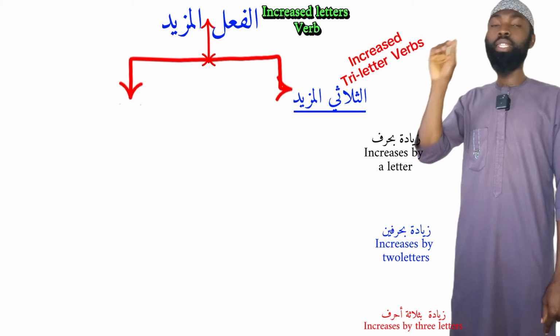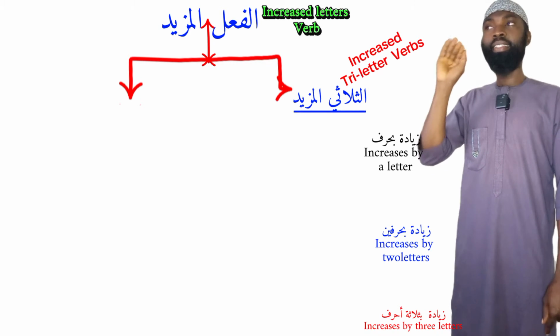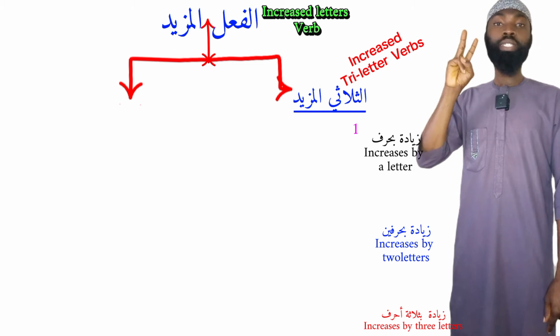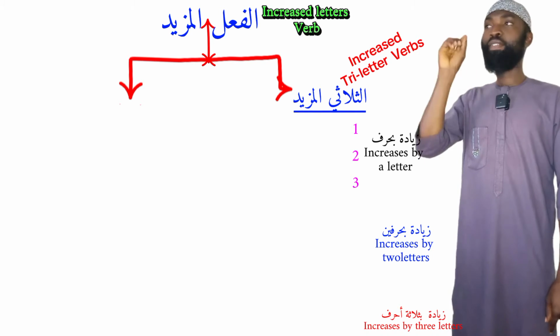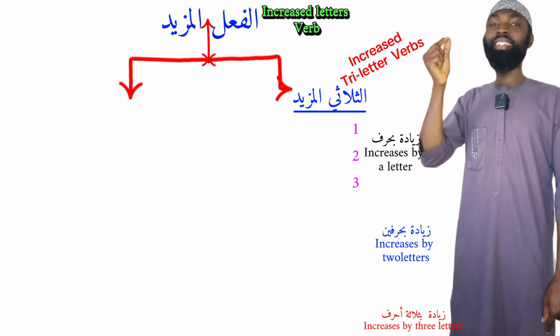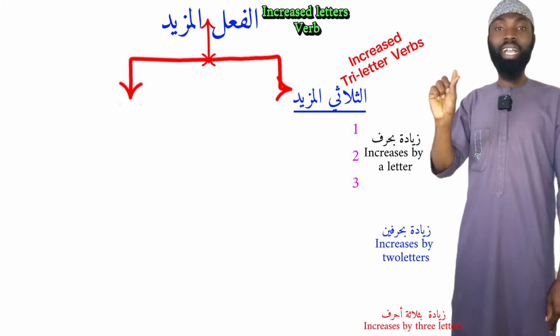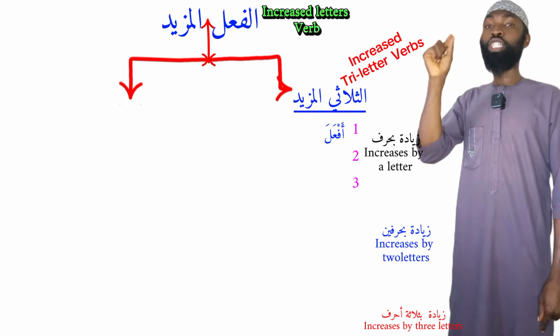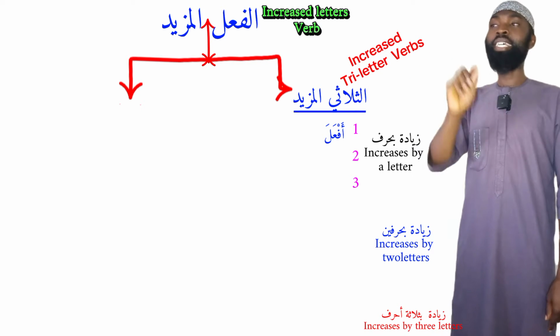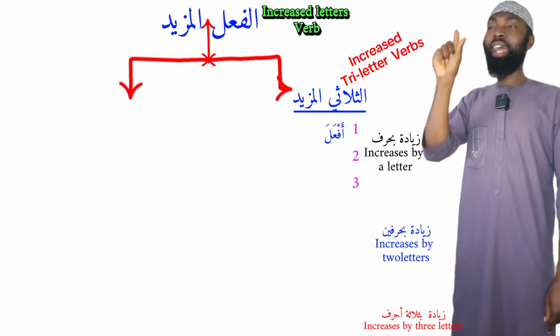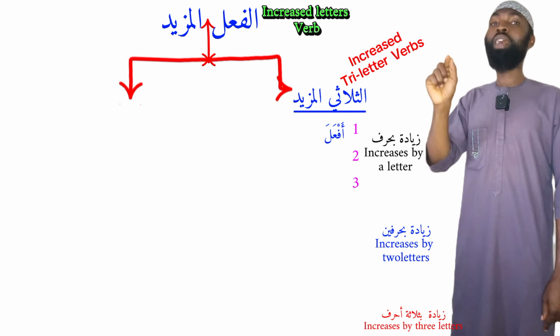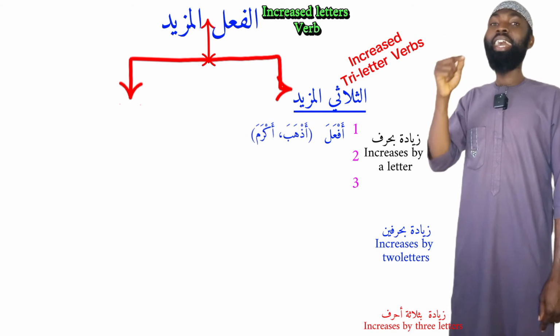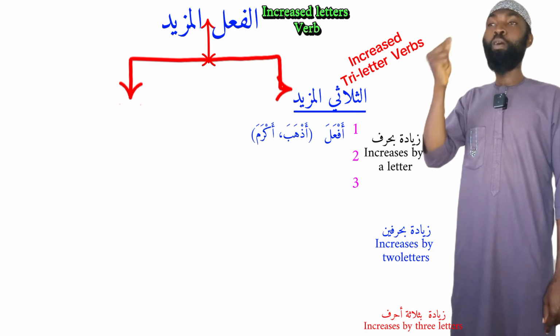When the three root letters have been increased by a letter, this could come in three awzan, that is, three scales. The first scale is where the three-letter words have been increased by hamza. An example, we say af'ala. The word fa'ala is originally the three-letter root word. Now we increase it by adding hamza at the beginning. So we now have af'ala, like adhaba, akrama.